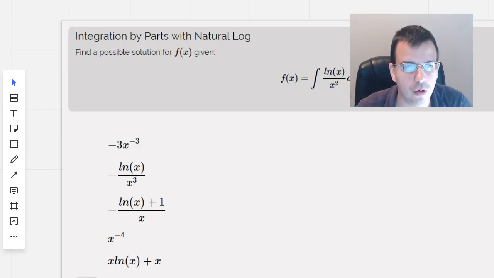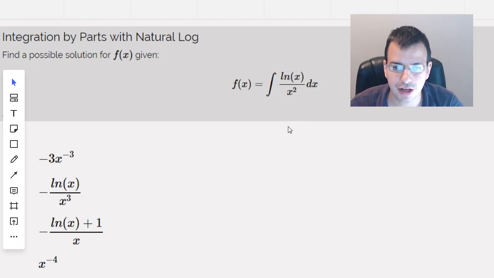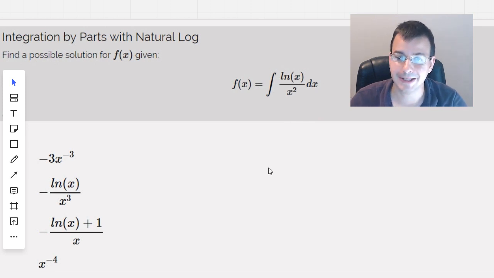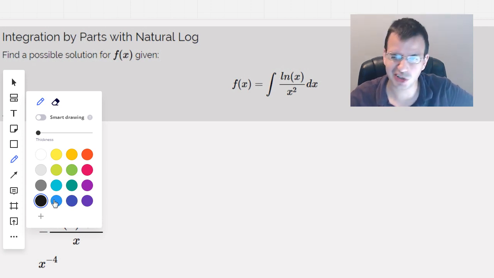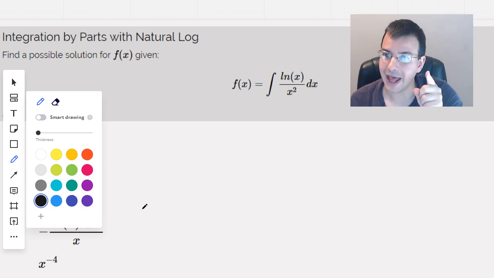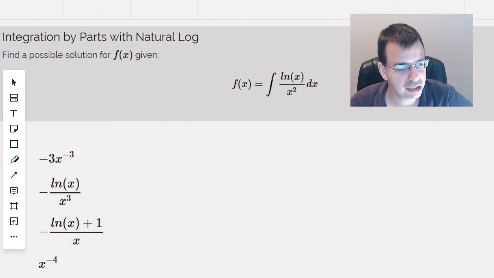Find a possible solution for f of x given that f of x equals the integral of ln of x over x squared dx. Okay, so the first thing we always want to try is the power rule. If the power rule works, we go for that, but it usually won't. And so the next thing that we'd like to try is substitution.